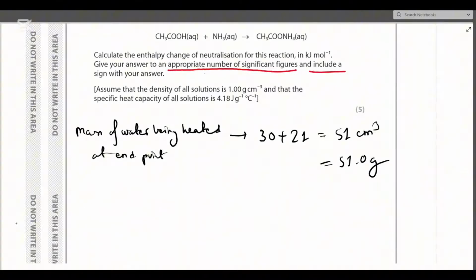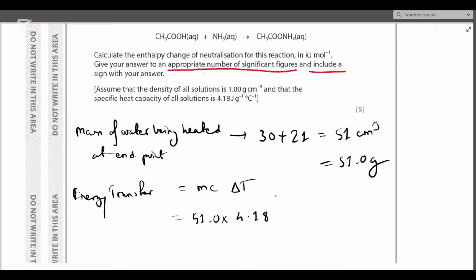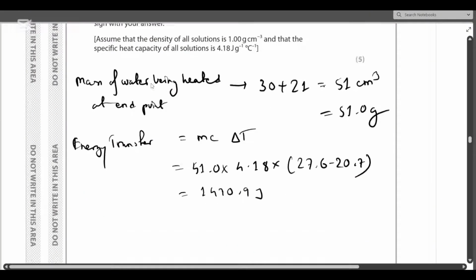So we can easily calculate the energy transfer using the formula mcΔT, where we know the mass is 51.0 with the specific heat capacity of water as 4.18. If you want to find the temperature change, you know the maximum temperature reached was 27.6, while the initial was 20.7, giving us about 1470.9 joules. So that's the amount of energy transfer.